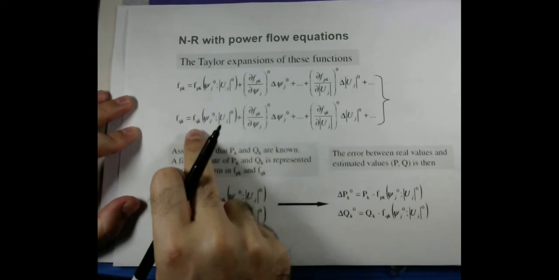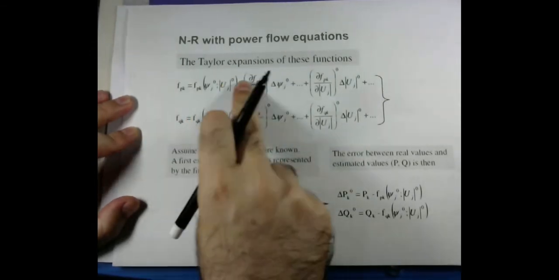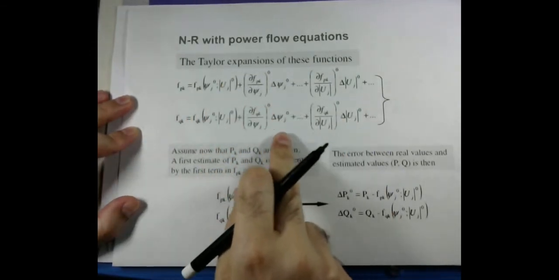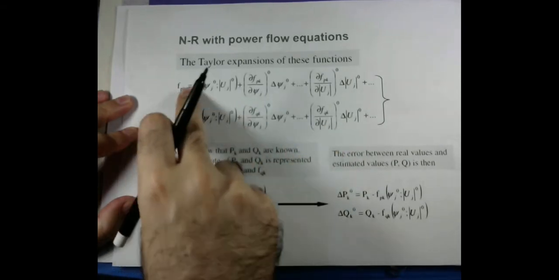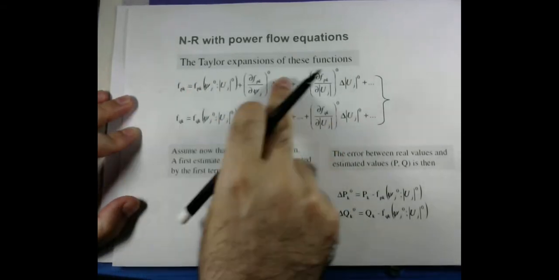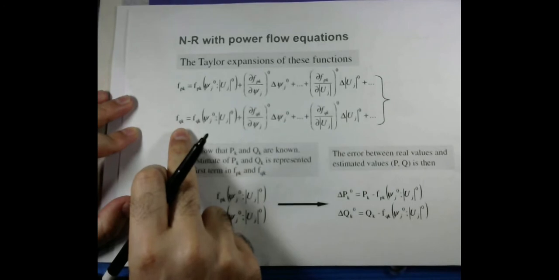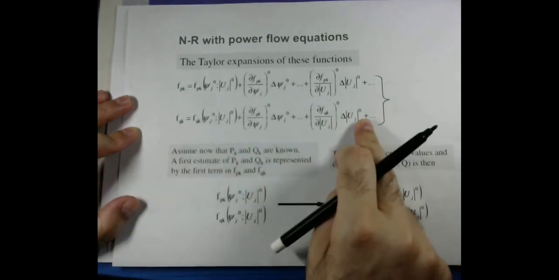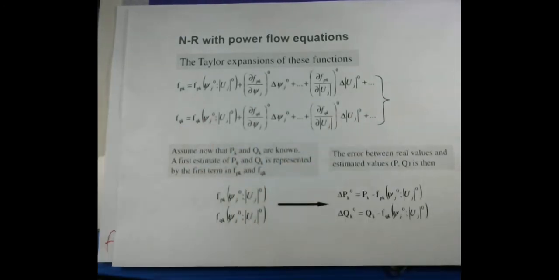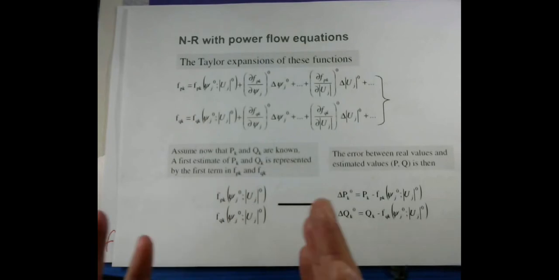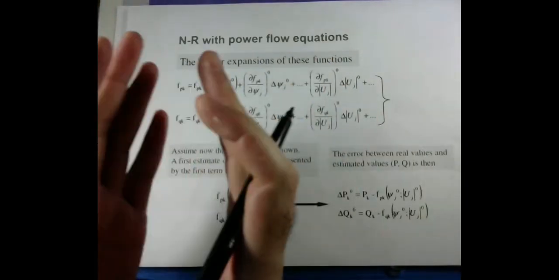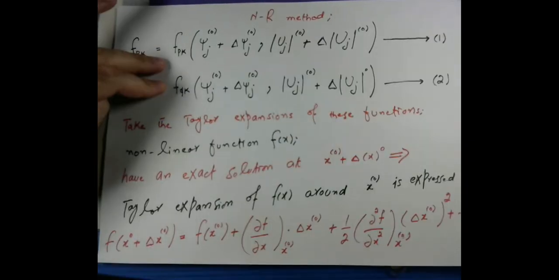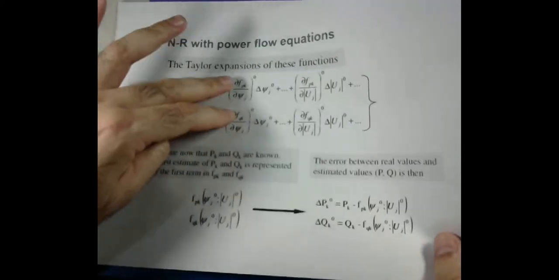Again, the representation is the same. The only difference is that here is the Taylor expansion of the active power and here it is the reactive power. Otherwise the rest is the same. So we have now taken the Taylor expansion of these two functions, and it looks like that.